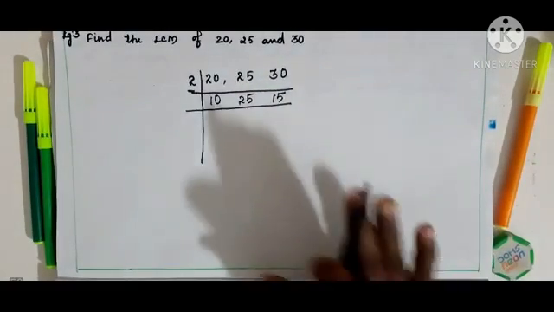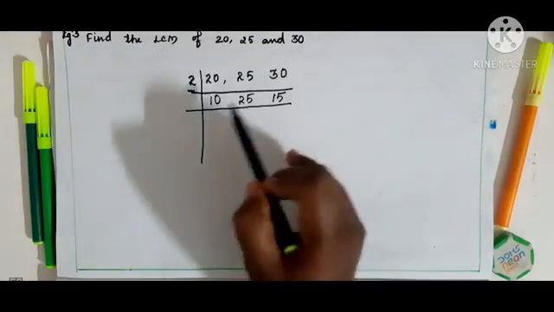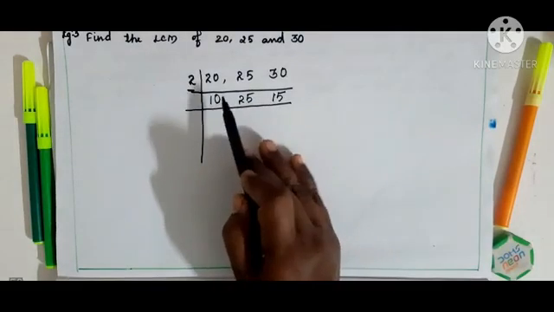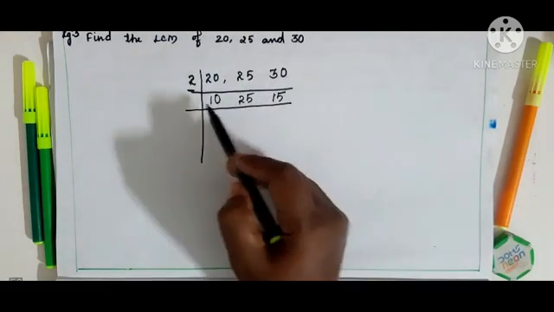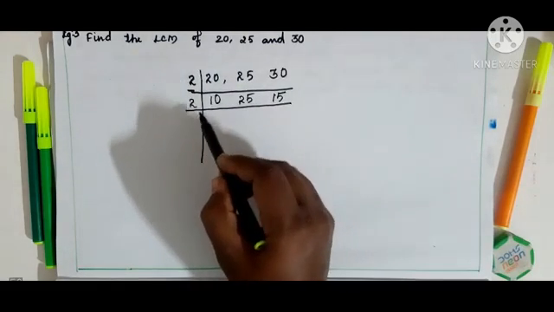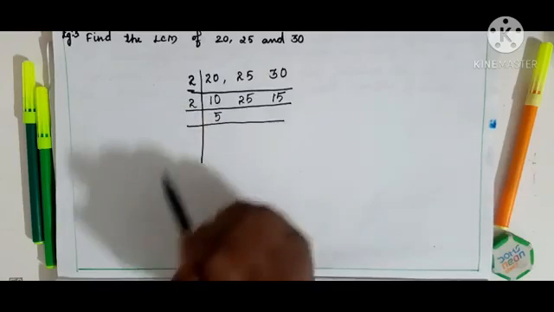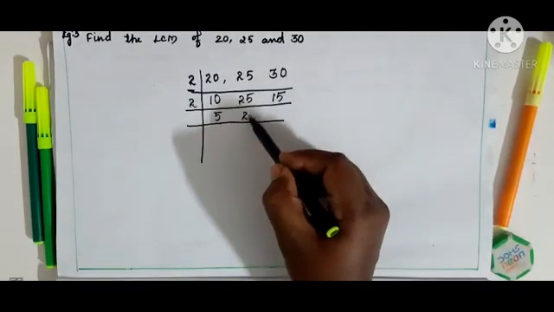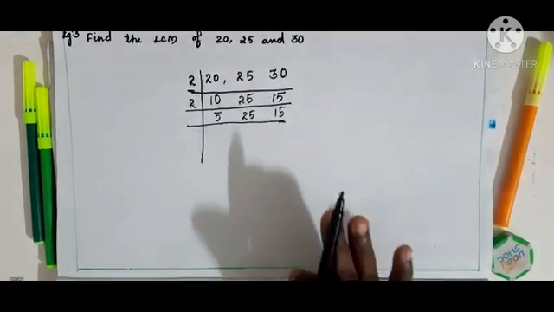Right? That's all. Again you have to check whether it goes in 2 or not. Any number, it goes in 2 or not. You check it. So 10 will go, isn't it? 25 won't go, 15 won't go. So with the 10 alone, you finish it. So what will happen? 2 5s are 10. Then 25 will be as such and 15 will be as such. Is it clear?